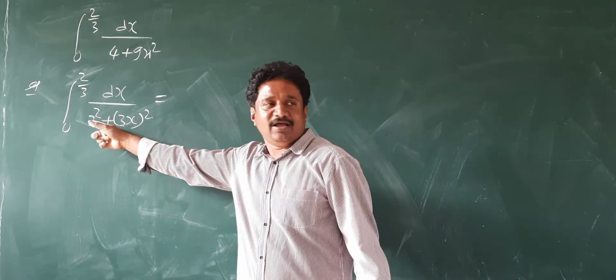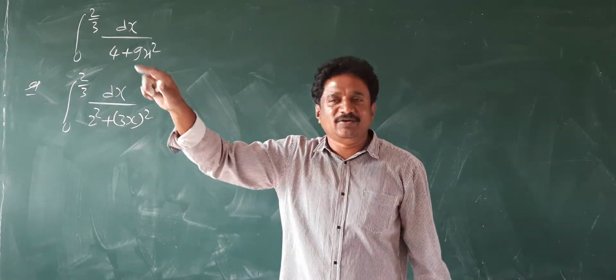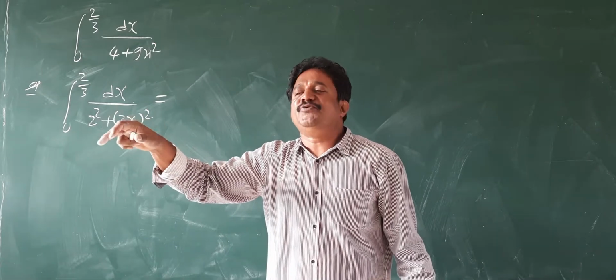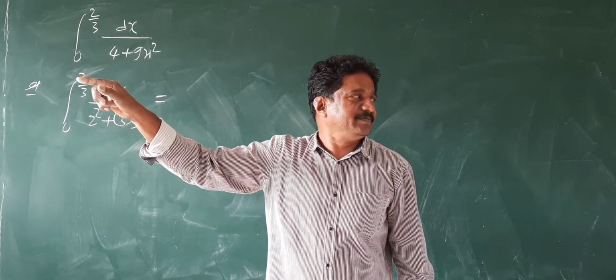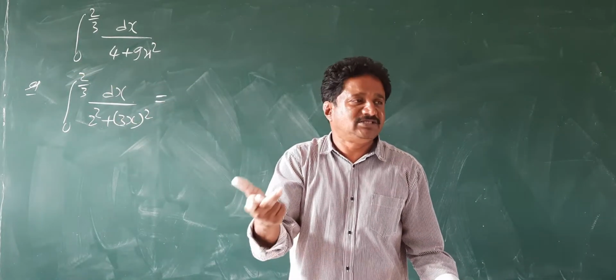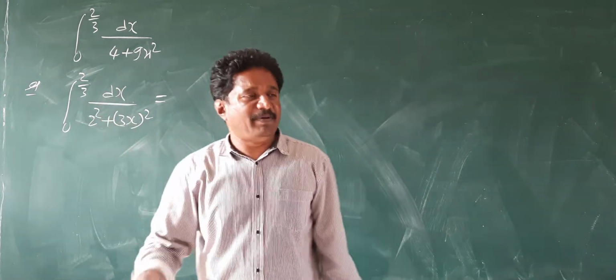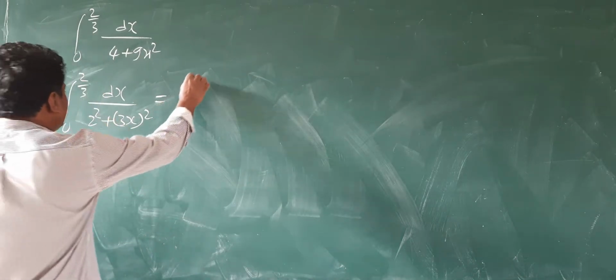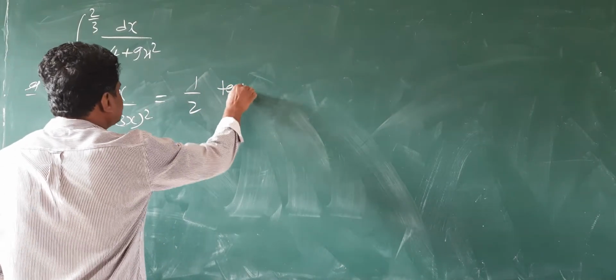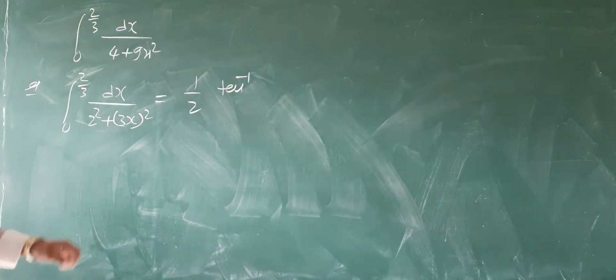If a is 1, you need not write 1 by a tan inverse x by a. It is enough if you write only tan inverse x. But if a is there, you must write 1 by a, otherwise it will be wrong. Write that 1 by a, 1 by 2. So tan inverse x by a.